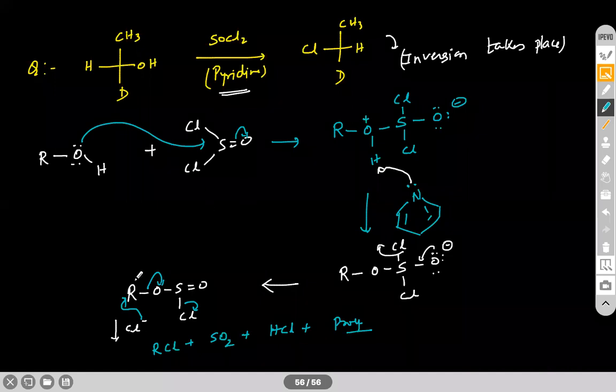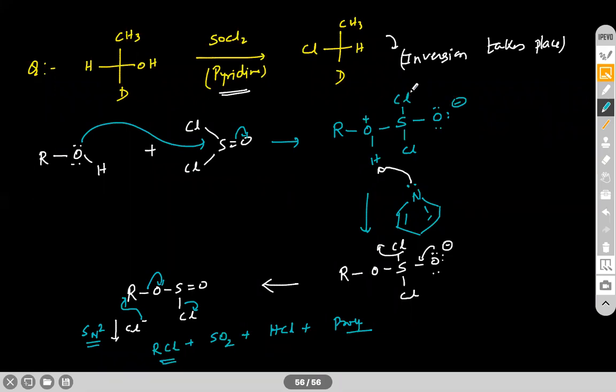So this attack here is the SN2 attack. And that is why the configuration changes over here. So pyridine takes this H plus, this comes over here, Cl minus goes out. Now the attack of Cl minus on this alkyl group is what? It is SN2 attack. That's why the configuration changes.